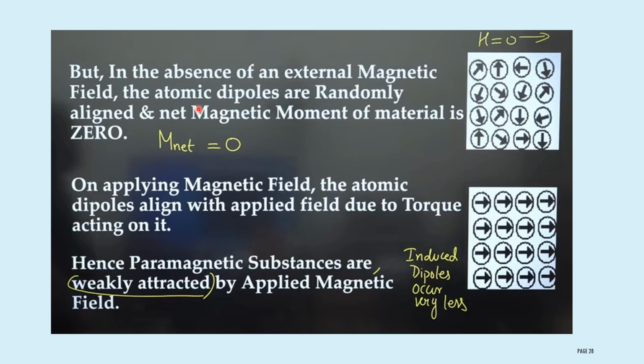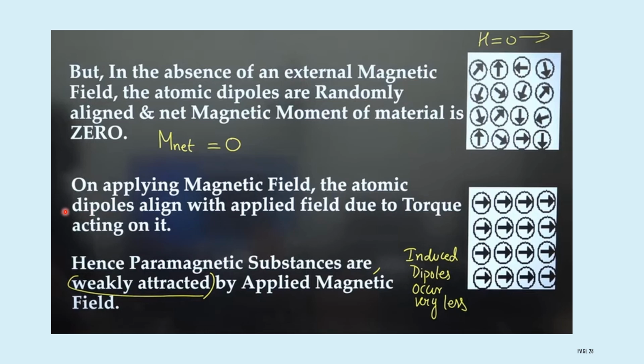Next point, in a paramagnetic material, in the absence of an external magnetic field, the atomic dipoles are randomly aligned and the net magnetic moment of the material is zero. In the absence of an external magnetic field, if H is zero, the atomic dipoles in a paramagnetic material will be arranged randomly. Therefore, the magnetic moment of each randomly arranged atom will cancel each other, and the net magnetic moment will be zero.